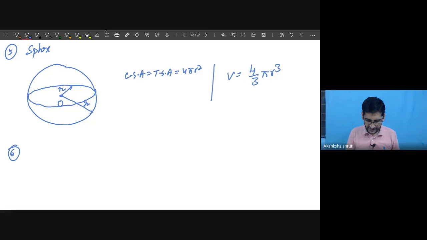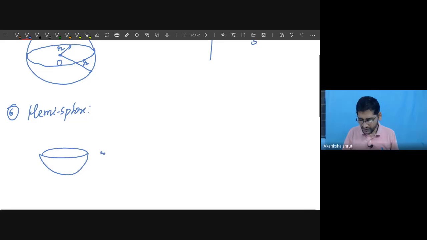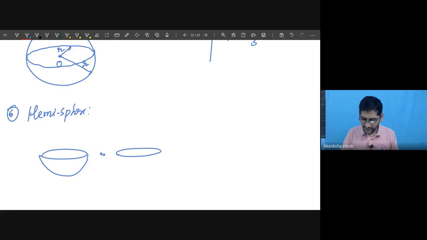The sixth one is called the hemisphere. In the hemisphere, the sphere is divided into two equal parts, or you may take it like this, with the middle one like this. So each of these represents half of the sphere. This will represent our radius, and even this will also represent our radius.